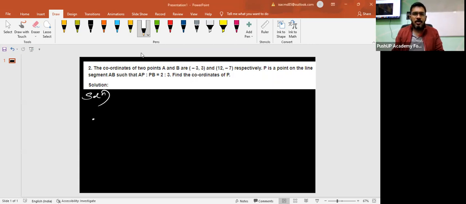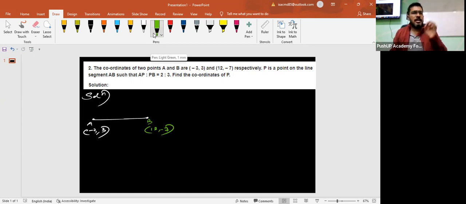Let us draw a rough figure. Imagine this is point A whose coordinates are (-3, 3). Let us assume this is point B whose coordinates are (12, -7). Then what are they asking us to do? They are asking us to plot a point P on the line segment AB such that the ratio of AP and PB is equal to 2 is to 3.